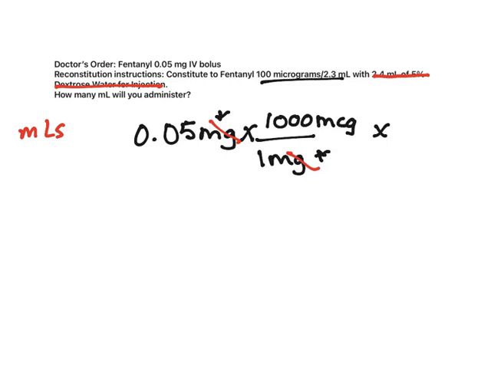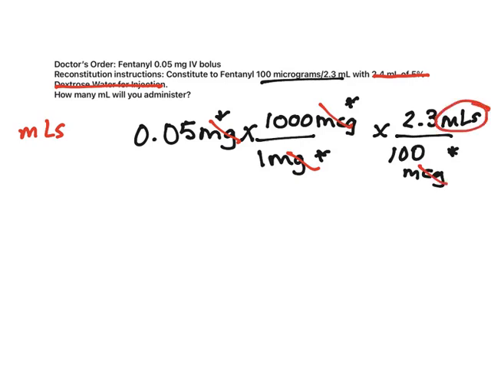Now we're left with micrograms, but our answer needs to be in mLs. Now we can go back to the problem. So if micrograms is on the top, micrograms need to go on the bottom down here. And we have 100 micrograms over 2.3 mLs. So micrograms is going to be canceled out. We're going to be left with mLs, and that's what we need. So now it's the easy part. All we have to do is multiply.